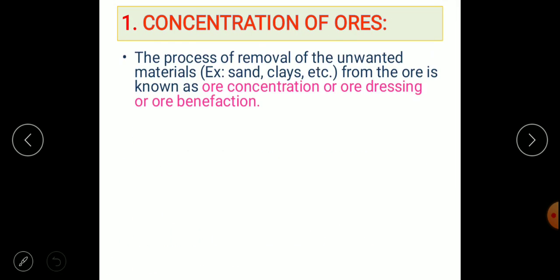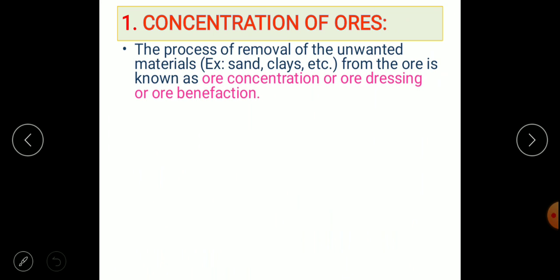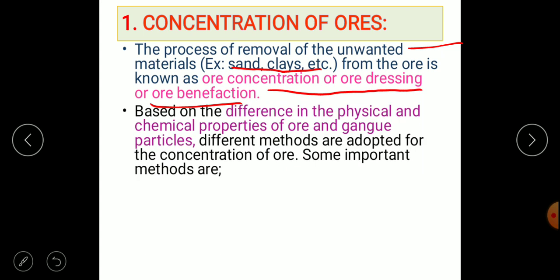So the first method is concentration of ore, the process of removal of the unwanted materials. As I have told, as we are going to extract the metals, ores from the earth crust, it may contain sand, clay, etc. So these are obviously unwanted material. Removing them from the ore is known as ore concentration, ore dressing, or else you can call it ore benefaction.